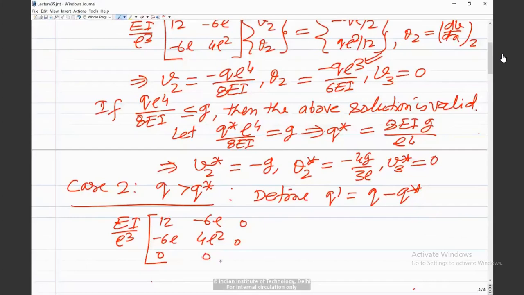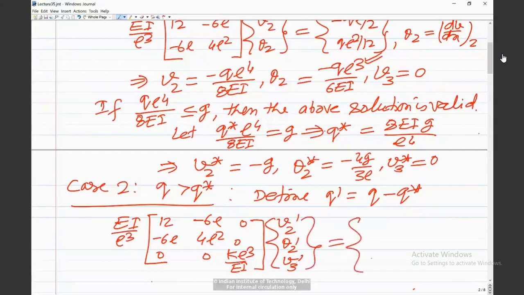So K into V3 dash is going to be equal to the contact force. Since EI by L cube is taken outside, I can write here K L cube upon EI, so that when we multiply by EI by L cube outside, we just get K. So this will be the equation, and these are the additional displacements V2 dash, theta 2 dash and V3 dash, and this will be equal to the load vector.